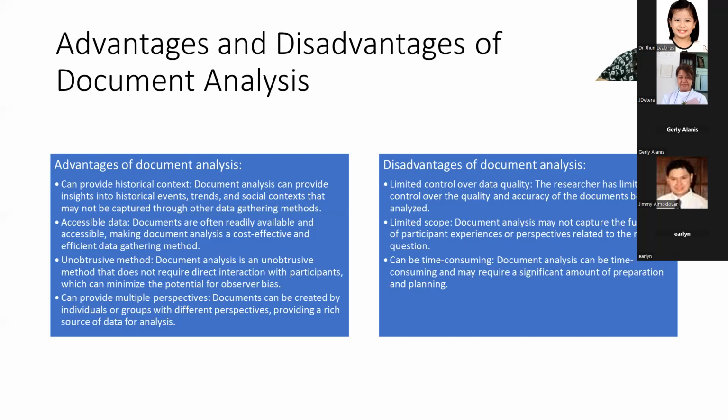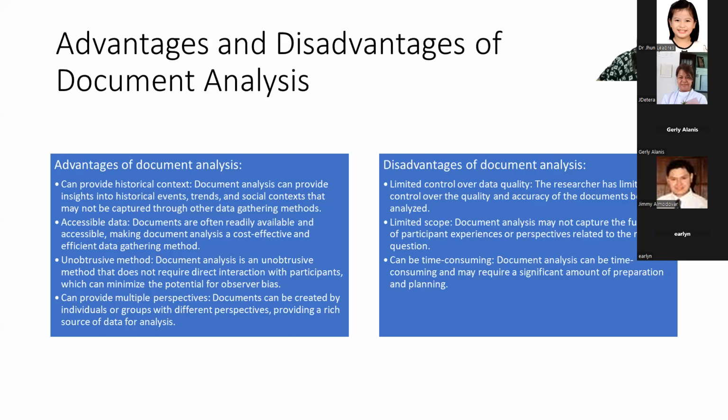So advantages, you get historical context because it's already been published. You already have considerable data to use. It's accessible because it's published. It's unobtrusive because you don't need to talk to anyone. It's a piece of paper. You just get the data from the paper. And you can have different perspectives because there can be different papers per different person. Okay.